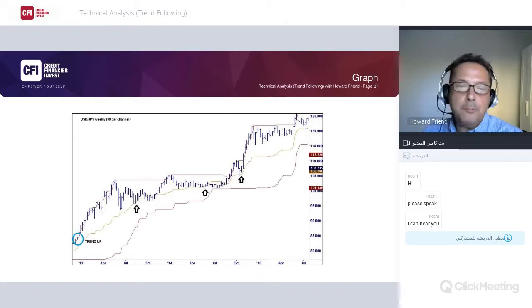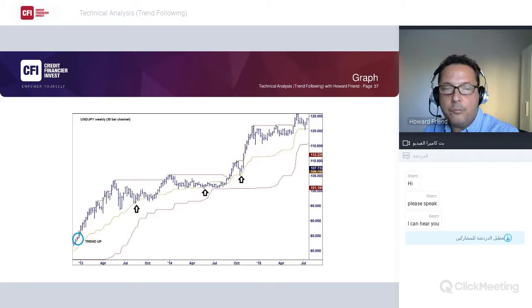Dollar yen, weekly chart. The market closes above the top of the channel, the trend is up, wait for the pullback to the middle of the channel, a good place to buy, new highs. It pulls back, finds a lot of support around the middle of the channel, dips below it, doesn't make a bearish signal here, breaks up again, new highs, pulls back, the middle of the channel finds support, breaks up again.